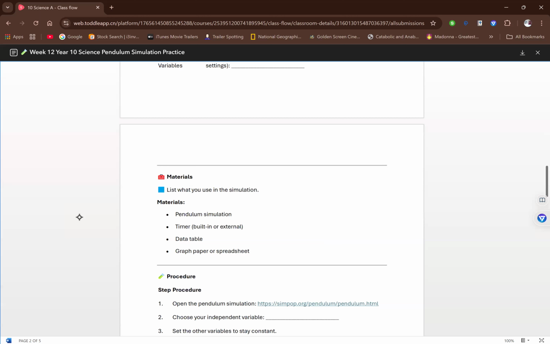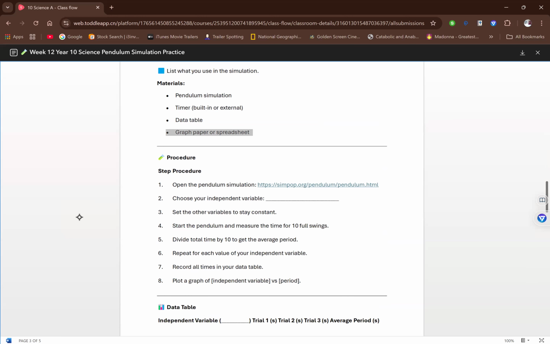And then for materials, you can put it in bullet form. So this is what it means by bullet form. You have to write down what you use for your experiment. You have to list out all the materials. For the procedure, when there is a blank space, fill in the blank.